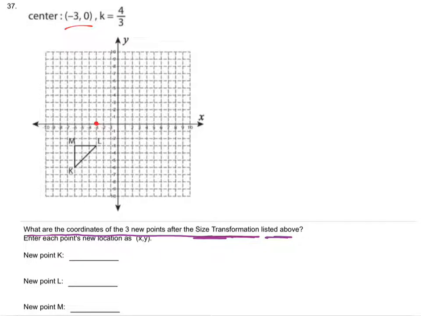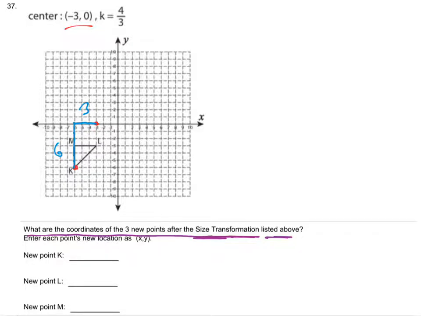So let's do it. Let's start with point K. And let's move to the point. How do you get there? So you go over 1, 2, 3. That's over 3, down 1, 2, 3, 4, 5, 6. So it's left 3, down 6.